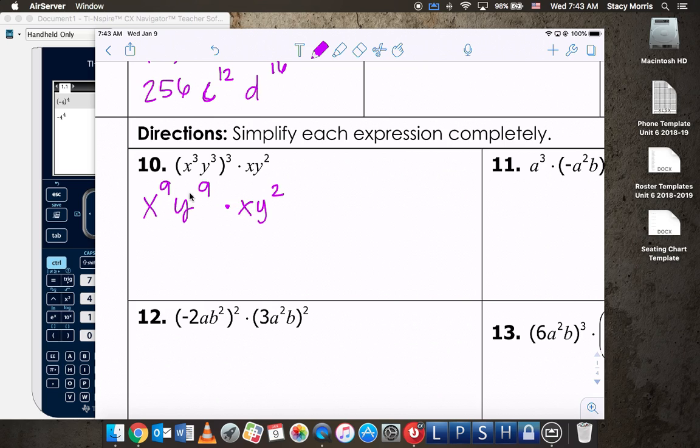So this x to the 9 times this x is to the 1. So 9 plus 1 is going to be 10. So we would get x to the 10. And then y, we have 9 here and 2 here. We're multiplying these, but our rule is we actually add these two. So 9 plus 2 is 11. All right, so that is just a quick lesson on the power to a power rule.